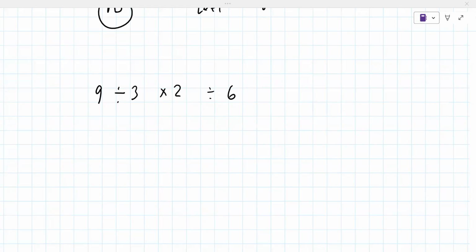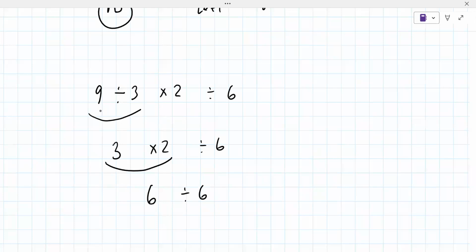Zero. Okay, let's take a look here. 9 divided by 3 is? What is 9 divided by 3? Oh, sorry. 3. Okay, times 2. Yes. So next you have to do this. 3 times 2 is 6, divided by 6.